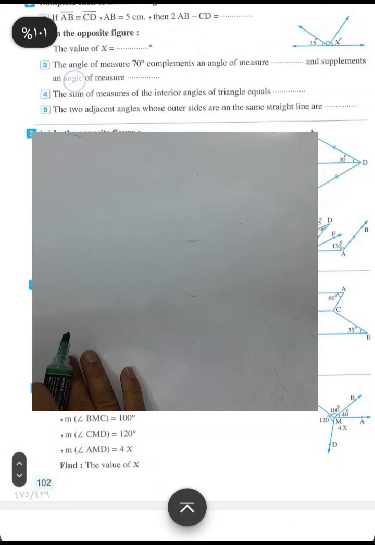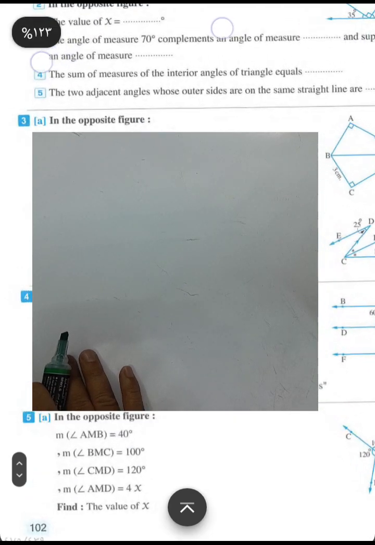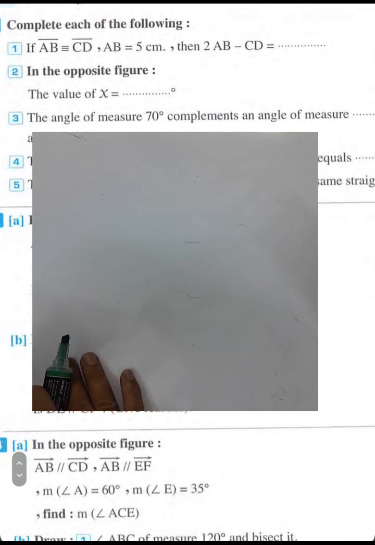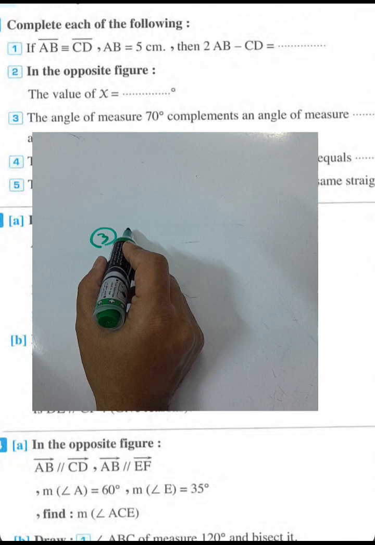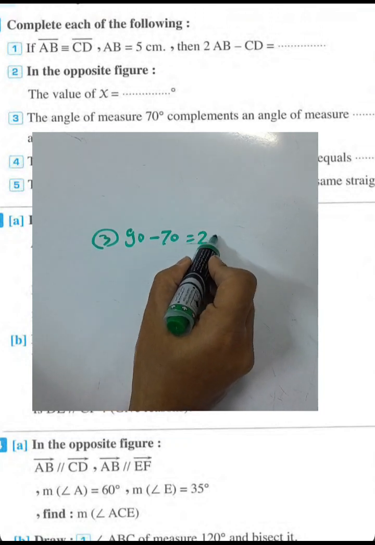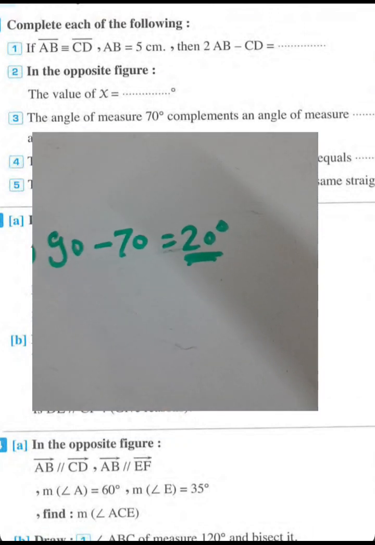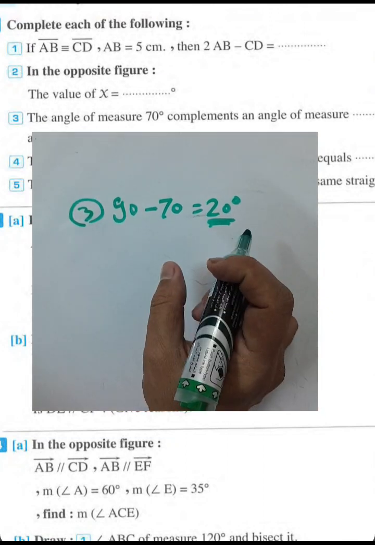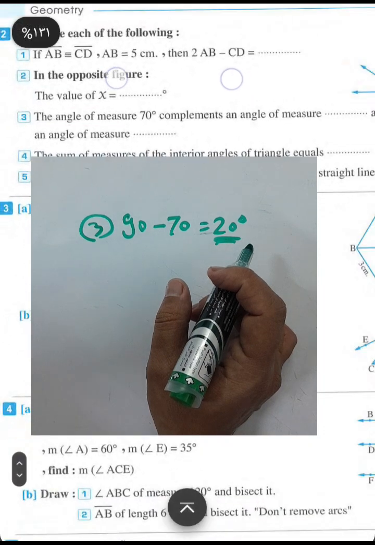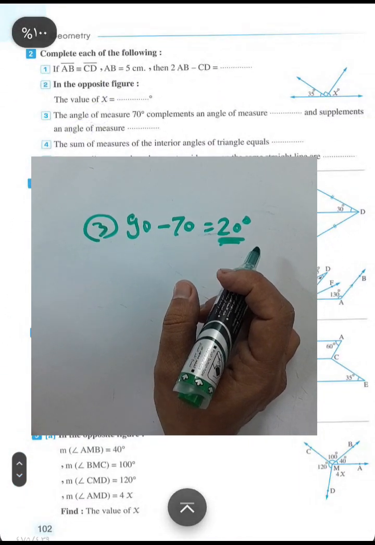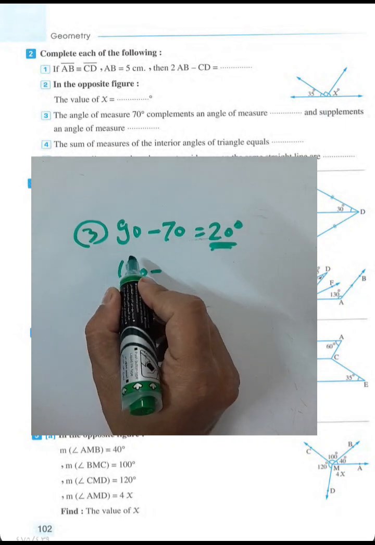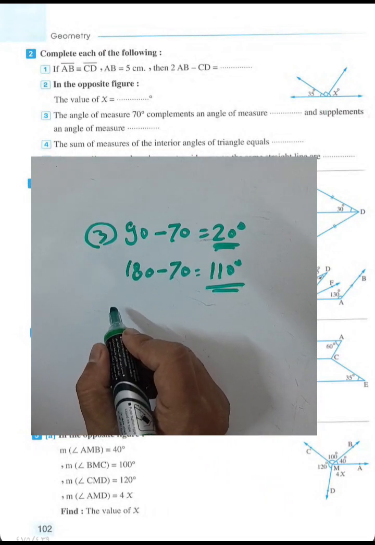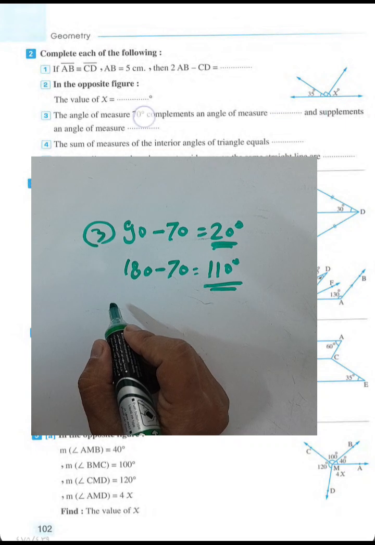Question here number 3. The angle of measure 70 degrees complements an angle of measure what? Complements means the sum of them equals 90 degrees. So 90 subtract 70 will be 20 degrees, because the angle 70 complements this angle 20, since the sum of them equals 90 degrees. But for supplementary angles, the supplement of this angle is 180 subtract 70, which will be 110 degrees. Then we must write in the first space 20, and in the second space 110.